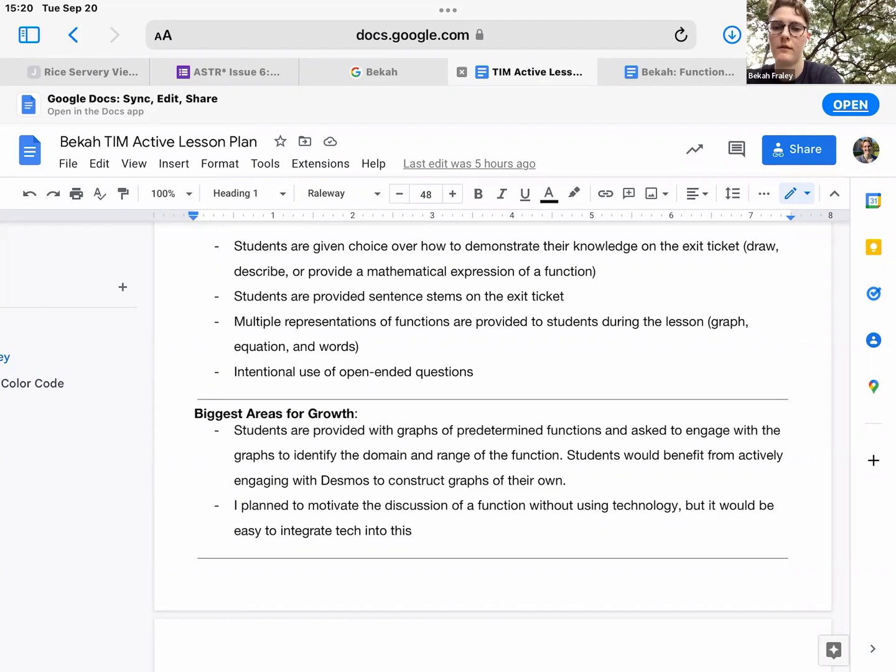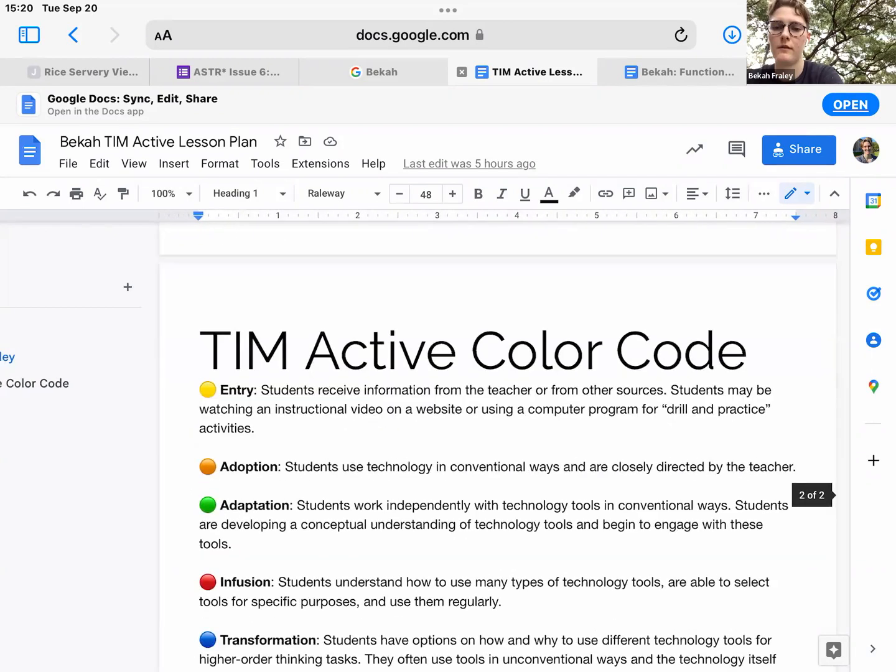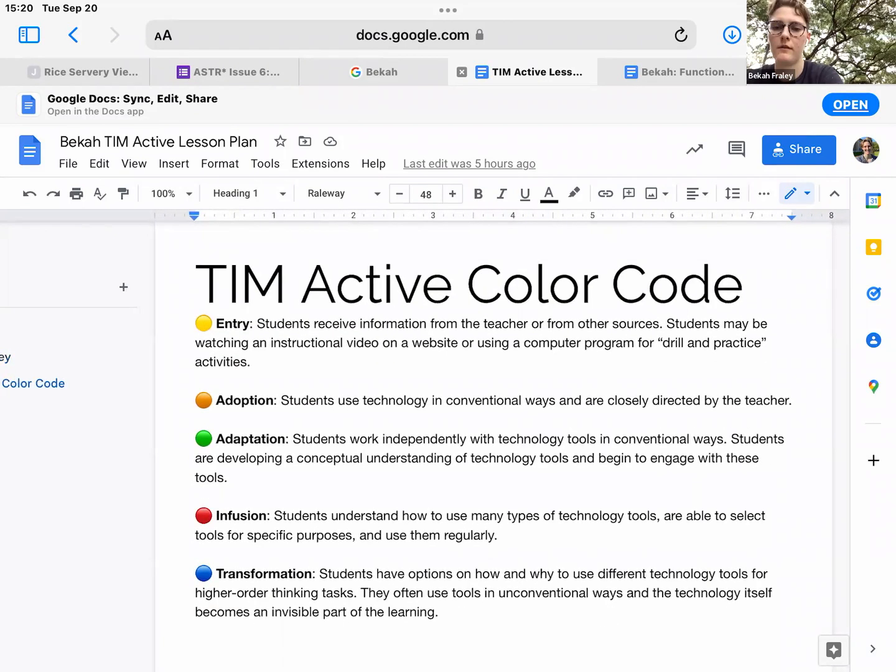Yeah, so I definitely think there's room for improvement with this lesson. I could see this lesson definitely moving to the adaption level. If I thought a little more about other graphing software, about other ways that we can model functions using technology, it potentially could move to infusion, but very easily adaption.